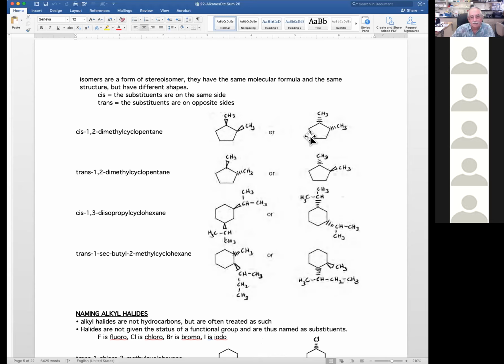What would the trans look like? They will be opposite. This one's coming at you, that one's going away from you. Going away from you, going at you. If I flip this over, I would get this. Make sense?